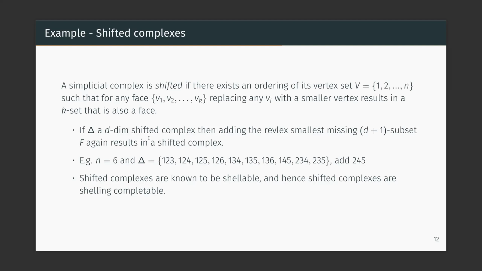And so if you put that together, what that's saying is that shifted complexes are Schelling completable. Here's a little example. I hope this is a shifted complex. These are the collection of facets of a 2-dimensional complex. I believe this is shifted. If I take 2, 4, 5, that should be the revlex smallest missing thing. That'll again be shifted. And what I'm trying to get at here is that shifted complexes are an example of something that are easy to see are Schelling completable.